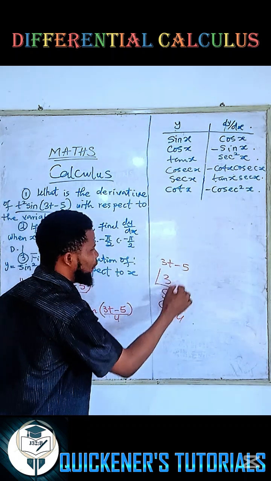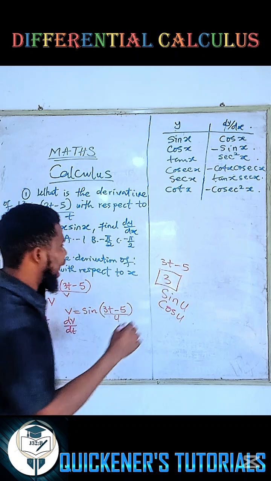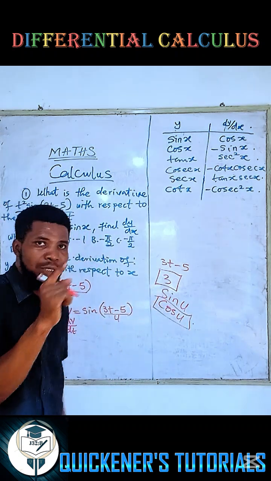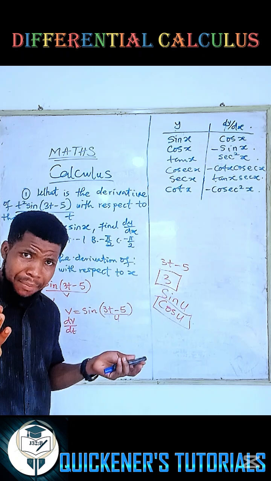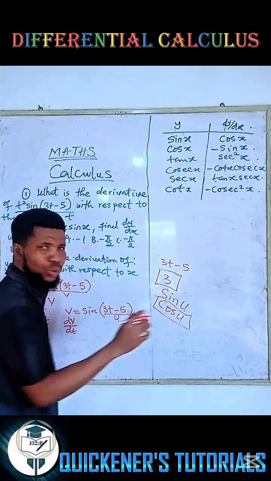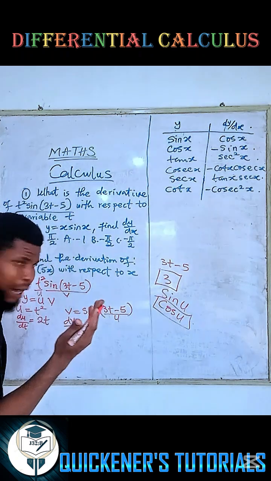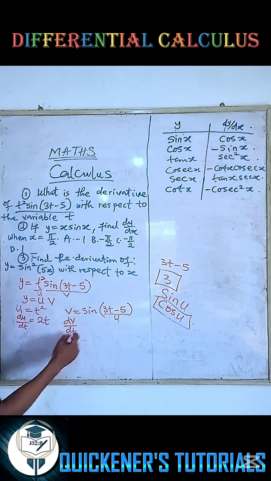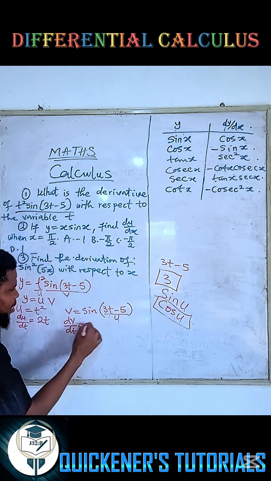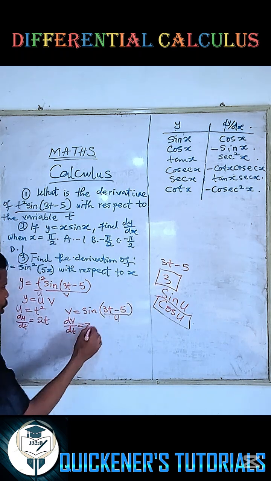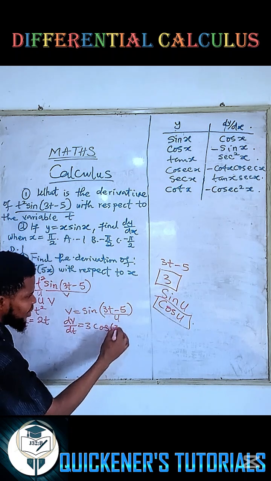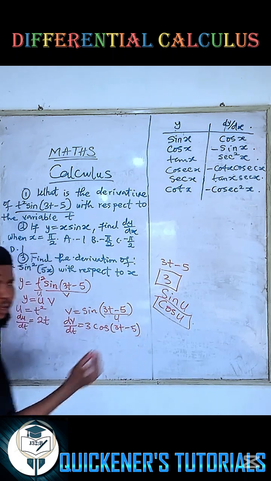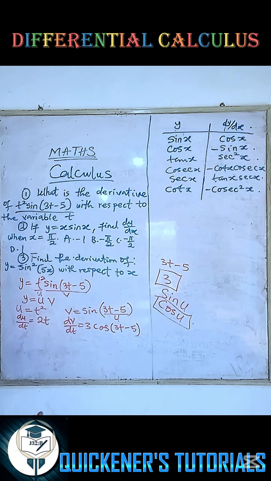So this is the answer for the function inside, and this is the answer for the function outside. So you multiply the two of them together. That's how to do it. I think you understand it now. So when we multiply these two, that was our answer. The derivative of v with respect to t, that was what? 3 cos u. What is u? Remember, this is u. That is 3t minus 5. You get it now? As simple as ABCD.